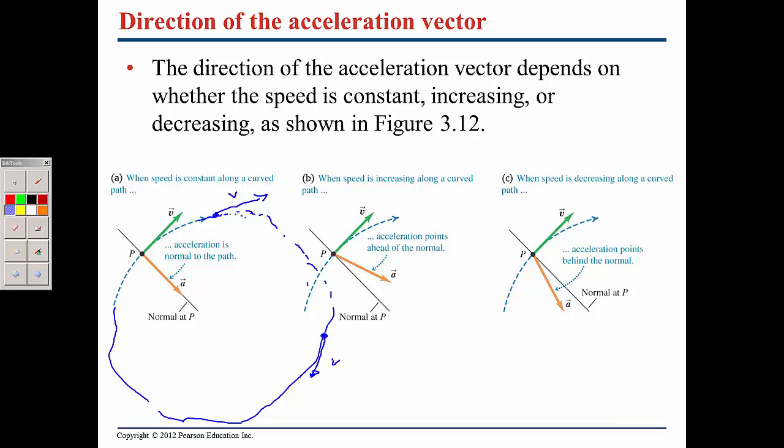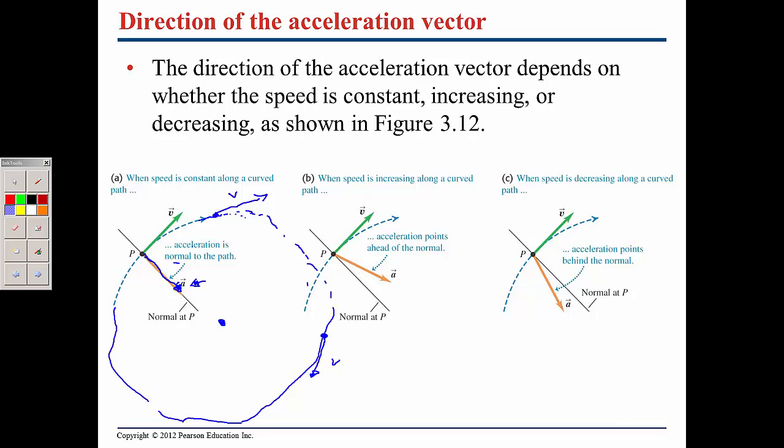Now, if any component of this acceleration is in the direction of the velocity, then it must change the length of that velocity vector. It must also change the speed. So for it to have perfectly circular motion, the acceleration vector in a circle must point inwards directly towards the center of the circle. When it says the acceleration is normal to the path, what it means is it is perpendicular to the path of motion.